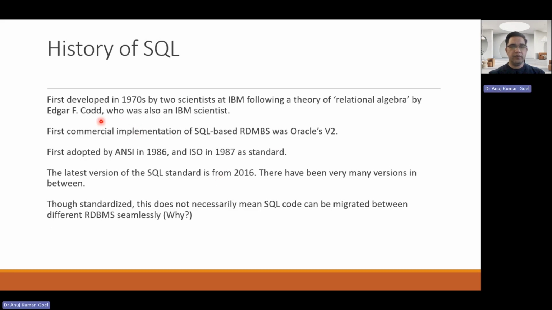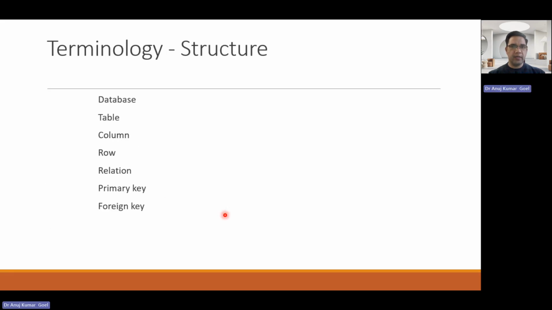For history, it was first developed in 1970 by two scientists at IBM following a theory of relational algebra. The first commercial implementation was by Oracle V2, and it was first adopted by ANSI in 1986 and ISO in 1987 as the standard. There are different versions, and different servers provide SQL.